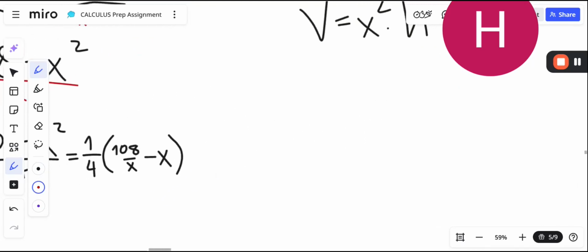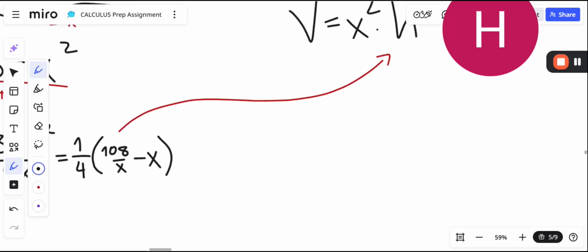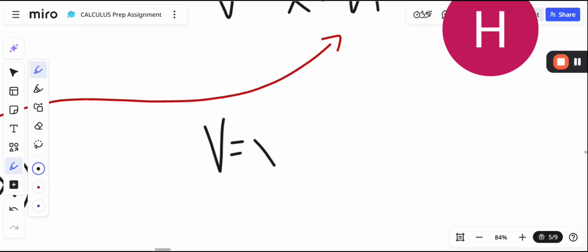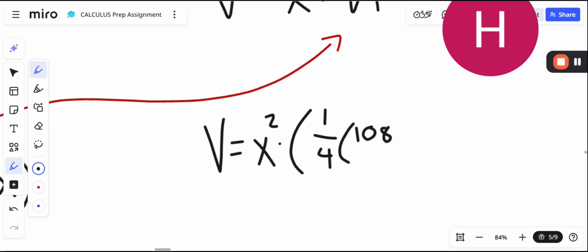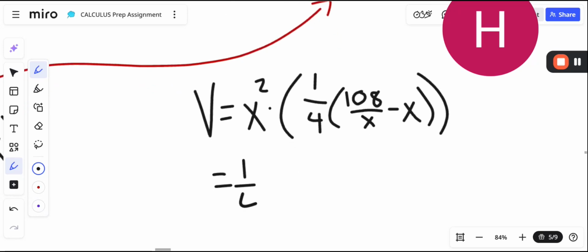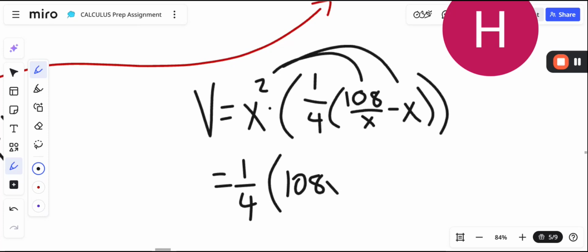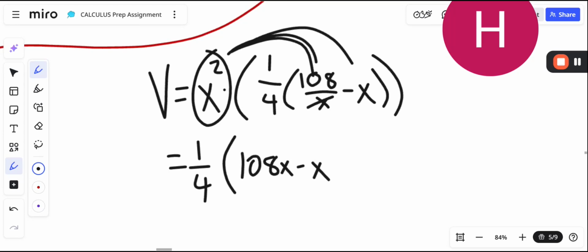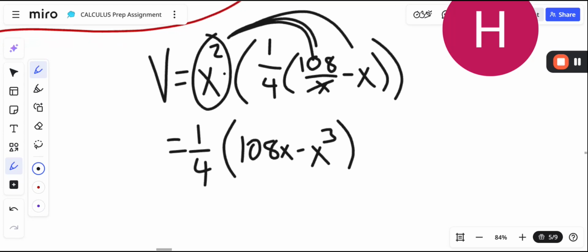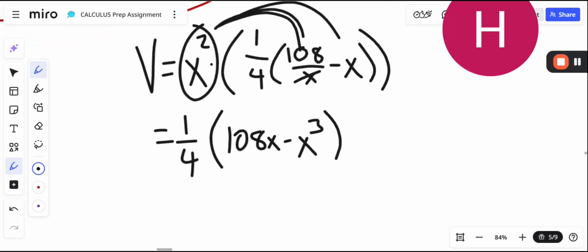Then we're going to use this height in the volume formula. We're going to have V equals x squared times 1/4 quantity. This is going to get a little messy. Let's get the 1/4 out front and just multiply the x squared into these. So that'll give us 108x, because x squared multiplied in cancels an x, leaves another x, minus x cubed. And this is a cubic, which we can't really find the maximum of algebraically, not until calculus anyways.